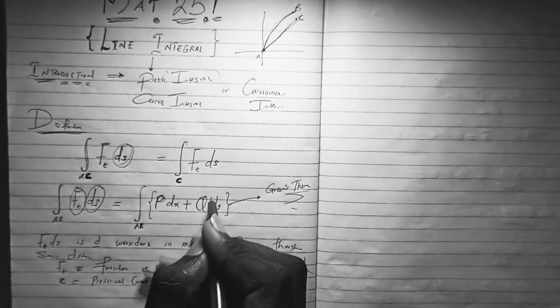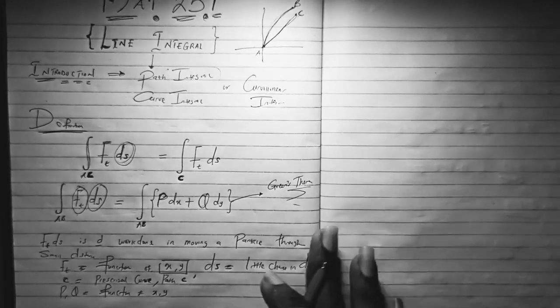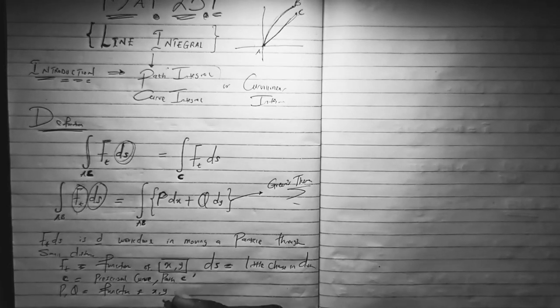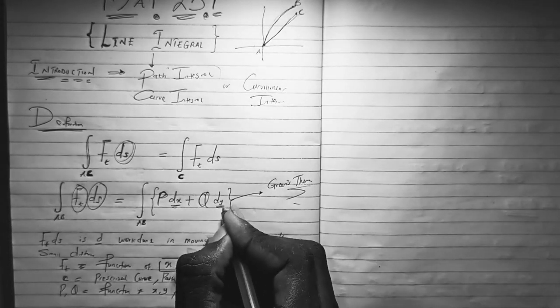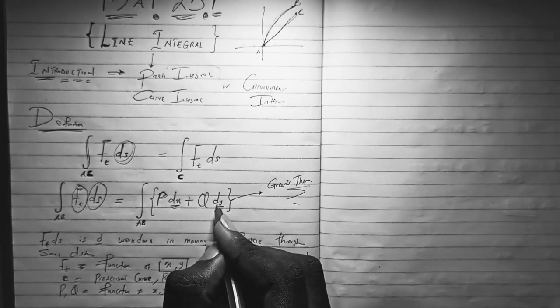We believe that this P and this Q are functions in terms of X and Y also. Do you understand that? Is a function of what? X and Y. Take note of that. So that is whatever this is trying to tell us. And at the same time, what do this dx and this dy mean? Dx means change in x, and dy means change in y.